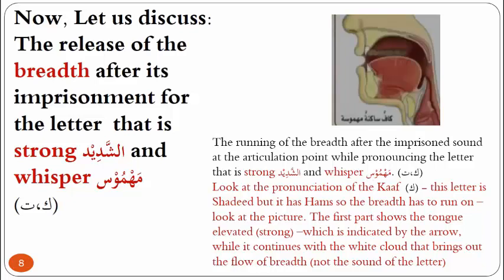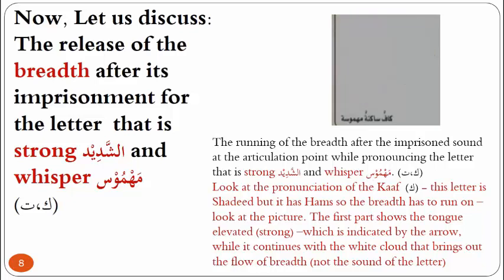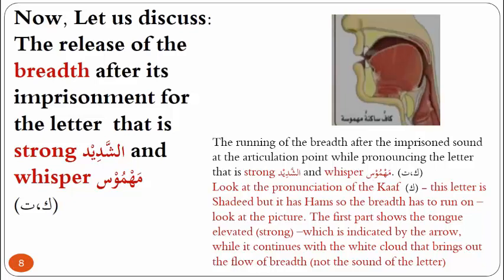The first part shows the tongue elevated at the point of the makhraj and closing off the makhraj. So this makes it a strong letter, which is indicated by the arrow. While it continues with the white clouds that bring out the flow of the breath, not the sound of the letter. Ek, ek, ek.